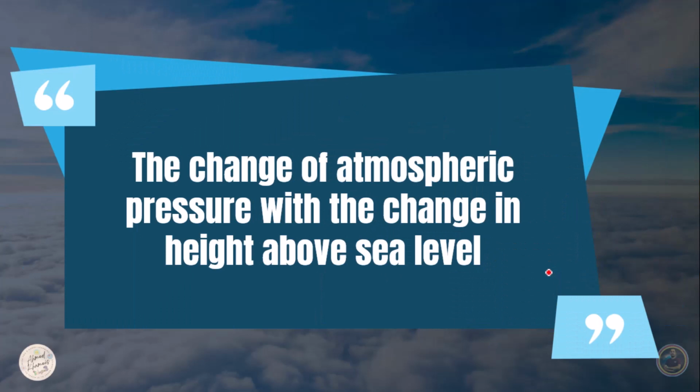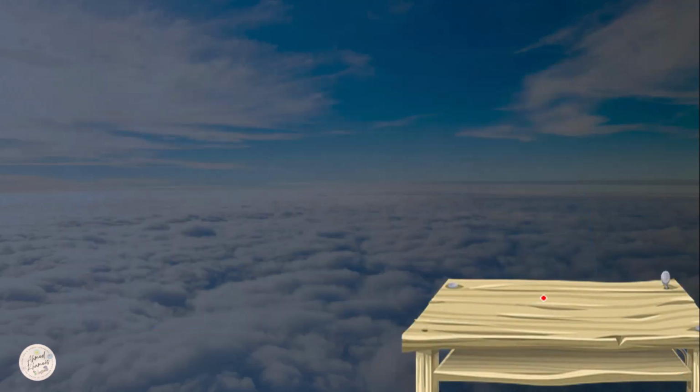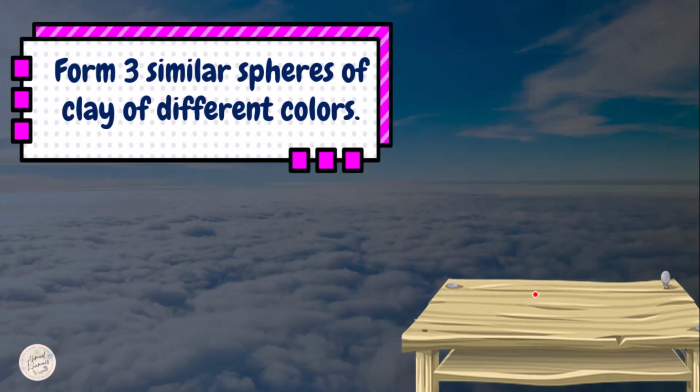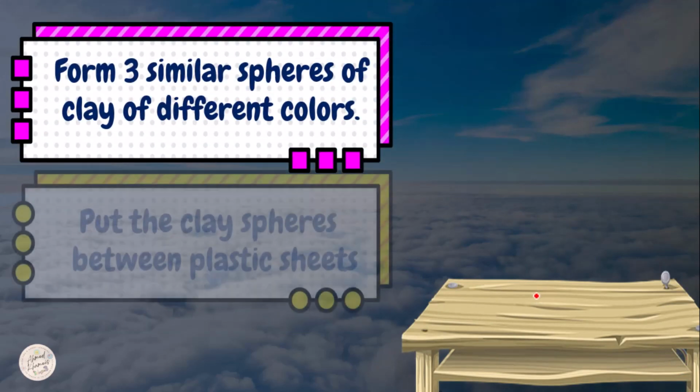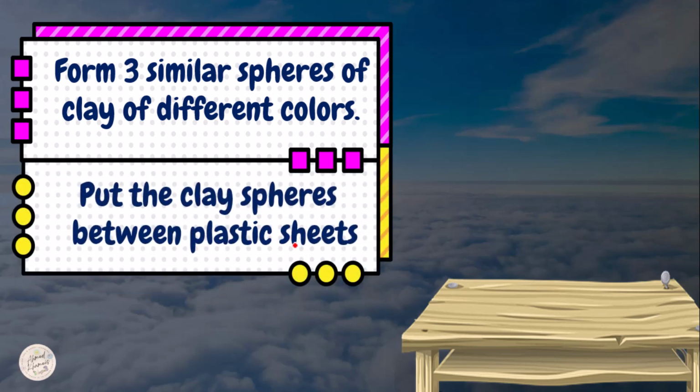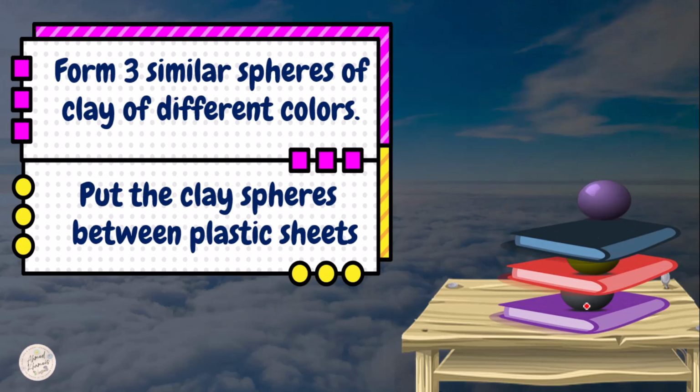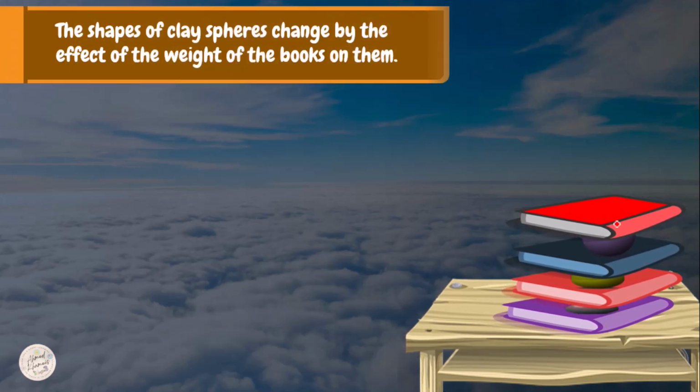So does a change in the altitude, or the height from sea level, affect the atmospheric pressure? To understand that, we make this experiment where we form 3 similar spheres of clay, each one a different color, and put each clay sphere between plastic sheets. With time, we see a change in the shape of the balls, where the change in the lower ball is bigger than the change in the upper ball.